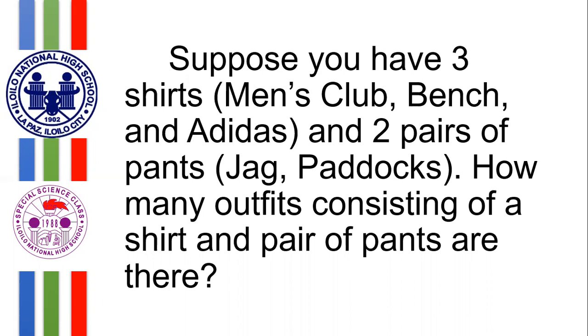Suppose you have three shirts, Men's Club, Bench and Adidas, and two pairs of pants, which are Jag and Paddocks. How many outfits consisting of a shirt and a pair of pants are there? There are many ways of doing this. You could make a tree diagram. You could list all the possible outcomes, but for now, we will make this diagram.